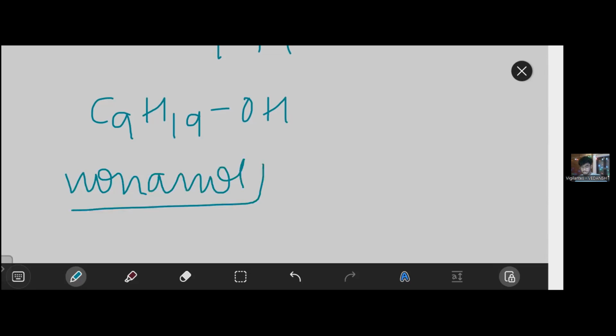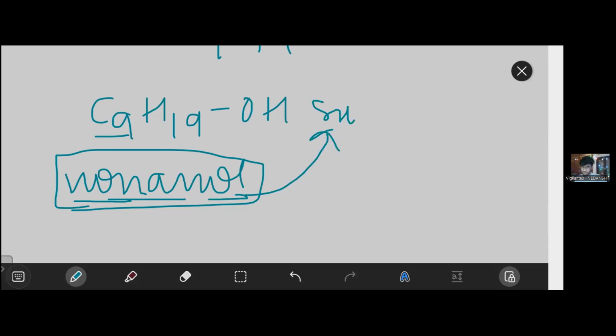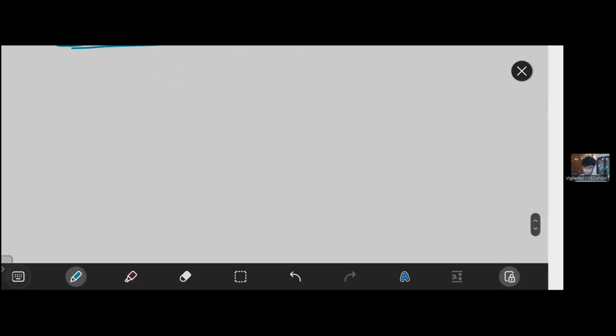Now, how? Non, because carbon were 9. Non-an, because carbon were 9. OL is the suffix. Therefore, goes the name nonanol. Okay? Now, next thing, I have aldehyde groups with me.